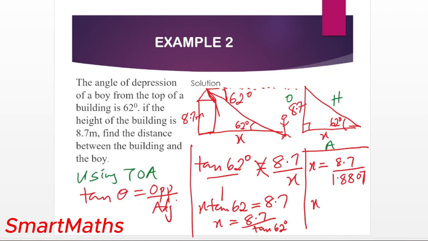So therefore, X is equal to 4.6, which means that the distance between the buoy and the building is 4.6 meters. I hope this is very clear to you. So that is that on the angles of elevation and depression.